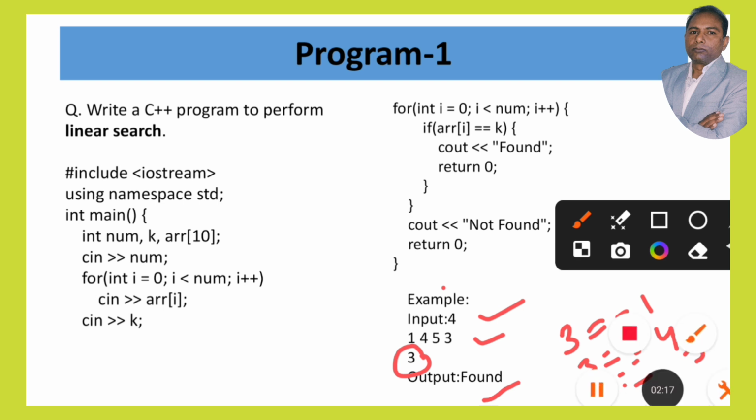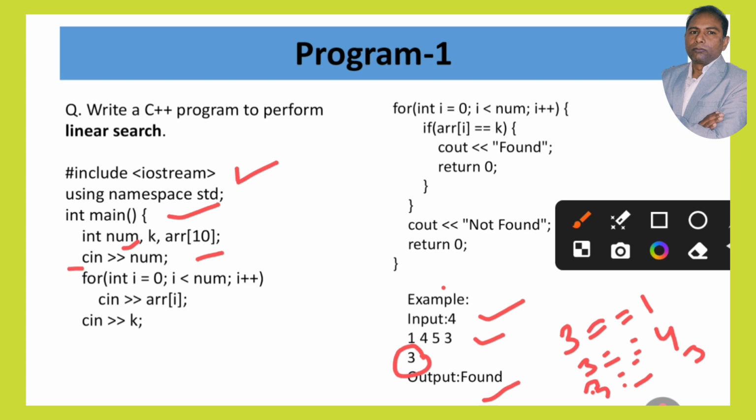Now if we talk about the program, initially we will write the header file, then using namespace std, then we will start the main function, int main. Then we will take variables: num for the number of elements in the array, k for the key element which we want to search, and one array. Here we are taking a maximum of 10 elements in the array.